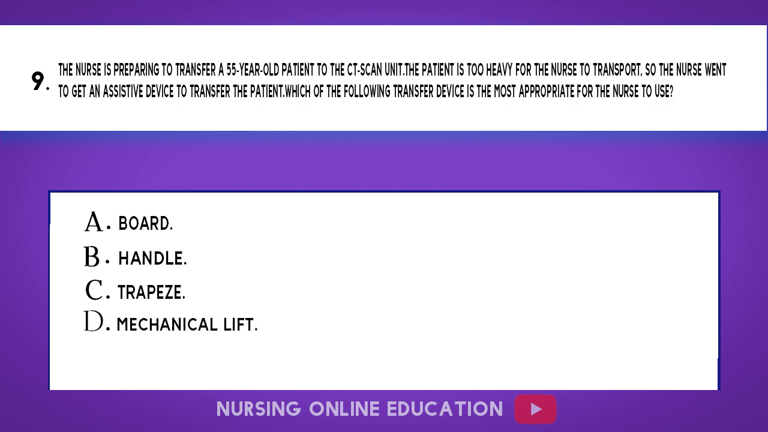9. The nurse is preparing to transfer a 55-year-old patient to the CT scan unit. The patient is too heavy for the nurse to transport, so the nurse went to get an assistive device to transfer the patient. Which of the following transfer devices is the most appropriate for the nurse to use? A. Board, B. Handle, C. Trapeze, D. A mechanical lift. The answer is option D, a mechanical lift.